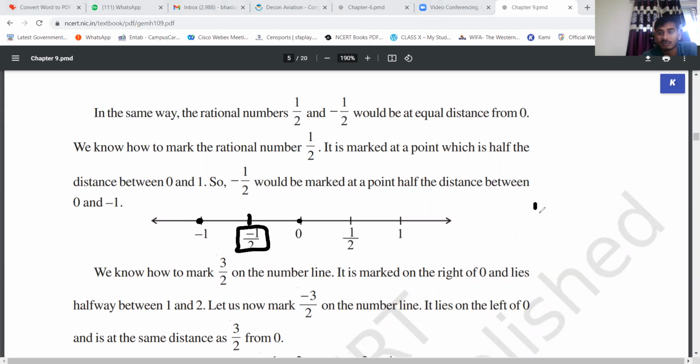If they ask you where is 1 by 2, positive it is. So it will be between 0 and 1. Here it is. It will be 0.5. But you need to remember what they have given, positive integers or negative integers, that you need to mark.